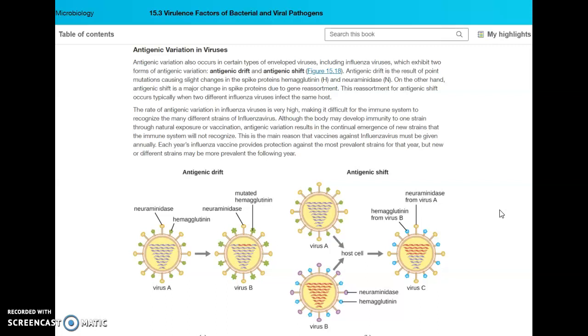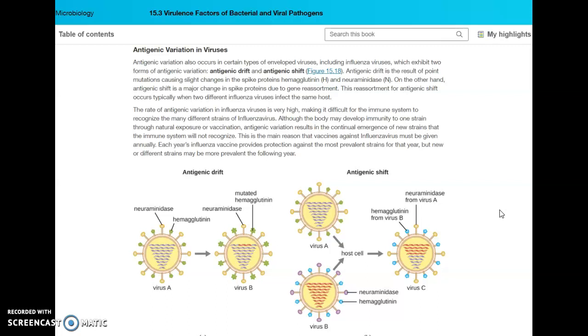Viruses can also exhibit antigenic variation, and it's pretty specific in terms of what types of viruses can do this. We see this in enveloped viruses, and again, one of the best studied antigenic variations occurs within the influenza viruses. Influenza viruses are able to undergo two different types of antigenic variation: antigenic drift and antigenic shift. So these two are illustrated for you on the screen here.